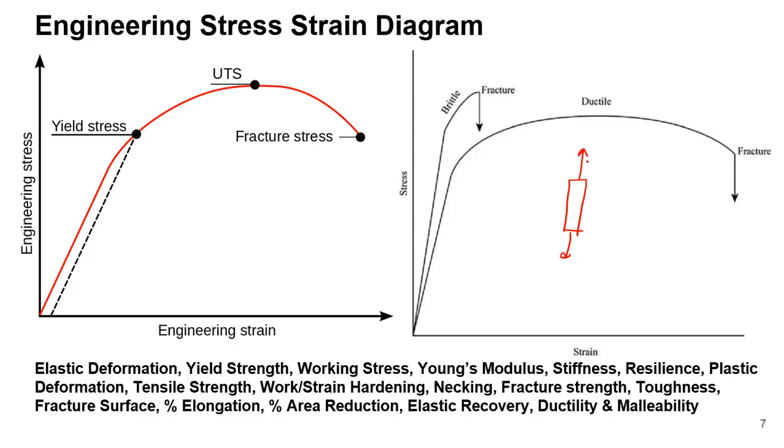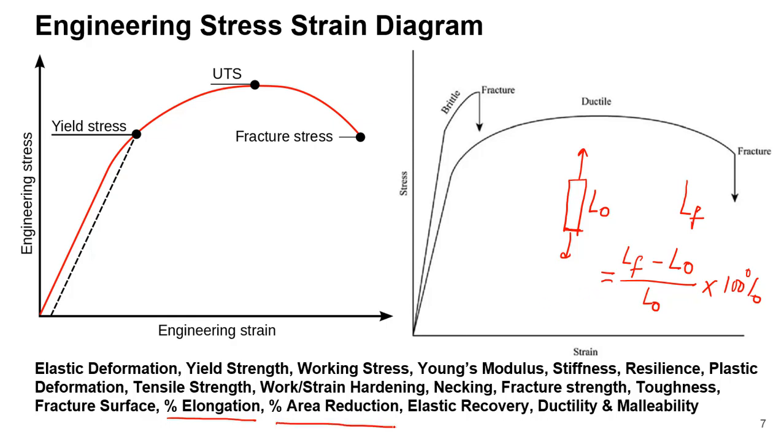So again, it is measured with respect to percentage elongation. If the initial length of the sample was L0, and finally after fracture the length is L final, then percentage elongation is defined as LF minus L0 with respect to the initial length, times 100%. So this is the percentage elongation.